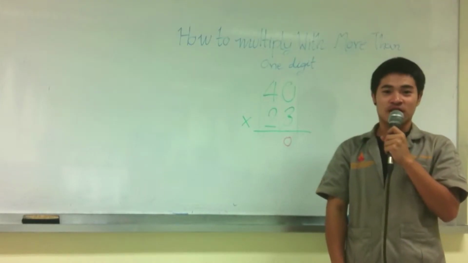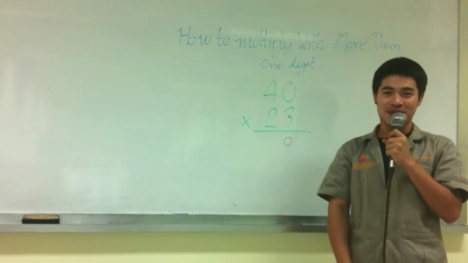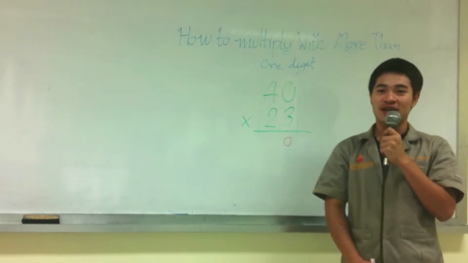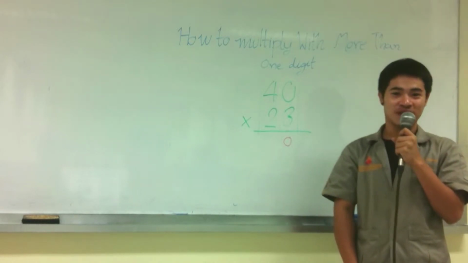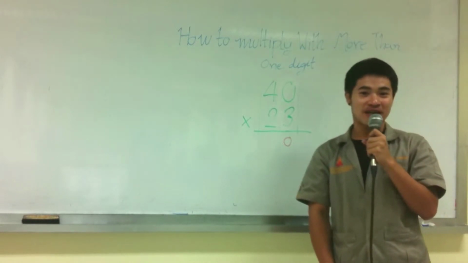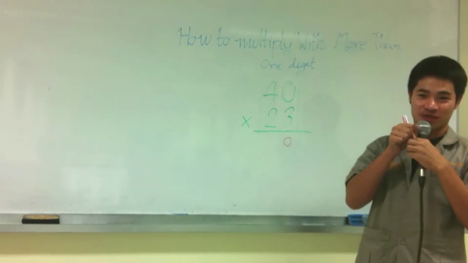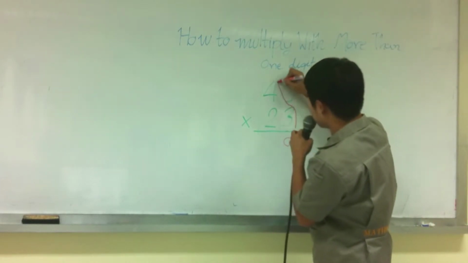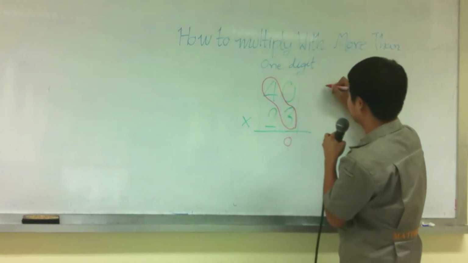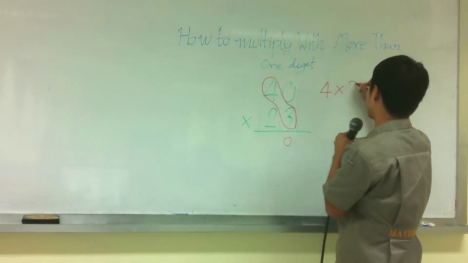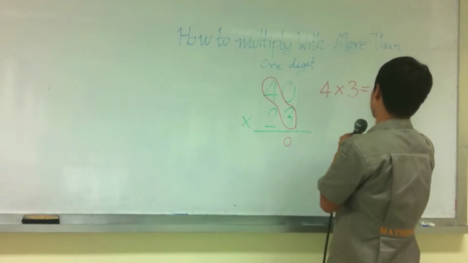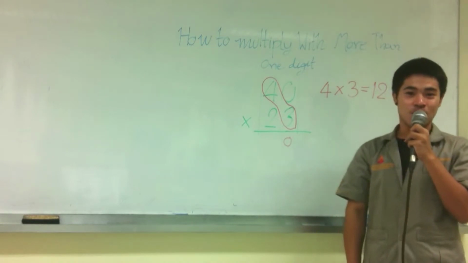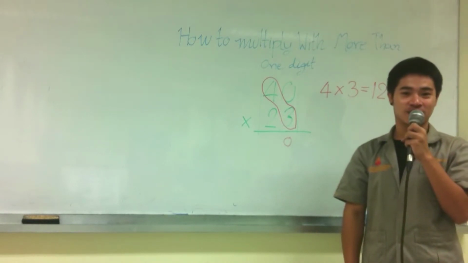The third step, repeat with the next top digit. Begin again with the digit furthest to the right on your bottom number, 3 in our example. Multiply it by the next digit in your top number, 4 in our example. This results in 12. Write 12 next to the 0 under the line.